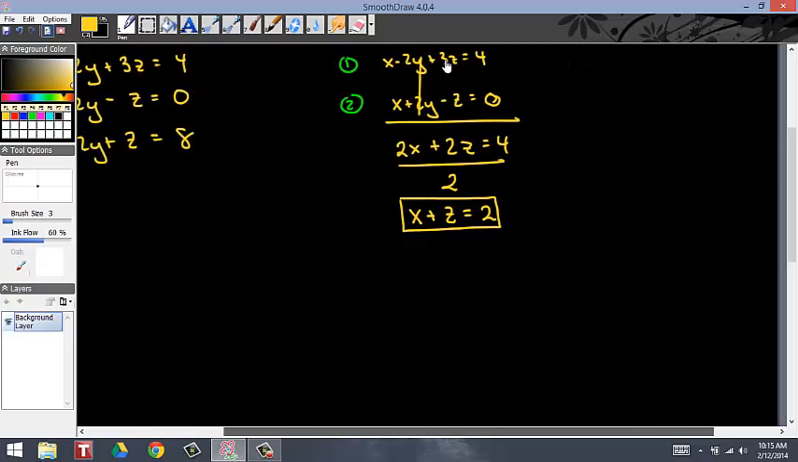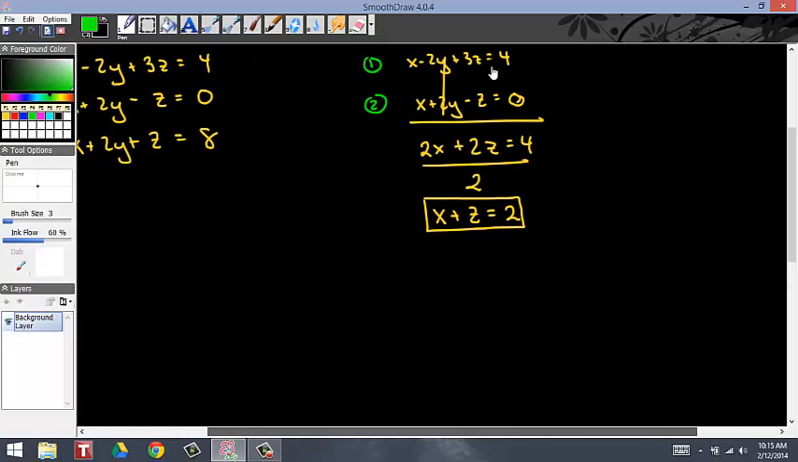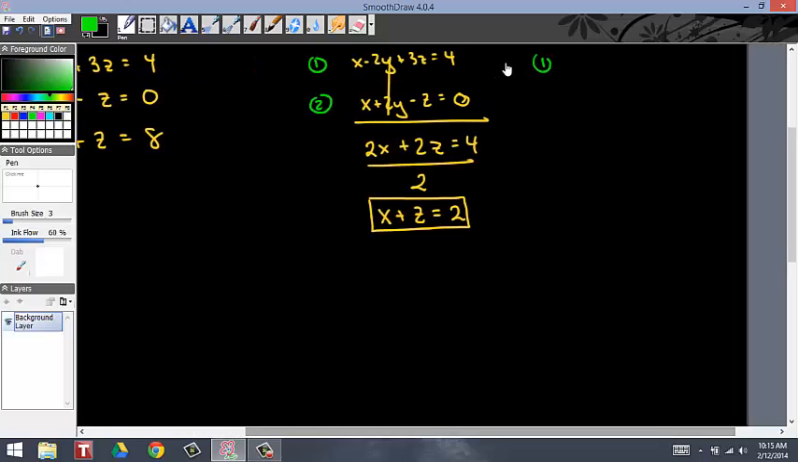Now, I'm going to do another one of these, but this time I'm still going to eliminate y, but I have to choose 2 different equations. I can't choose 1 and 2 anymore, but I still have to eliminate y. So why don't I choose, instead of 1 and 2, 1 and 3? Okay? 1 and 3.